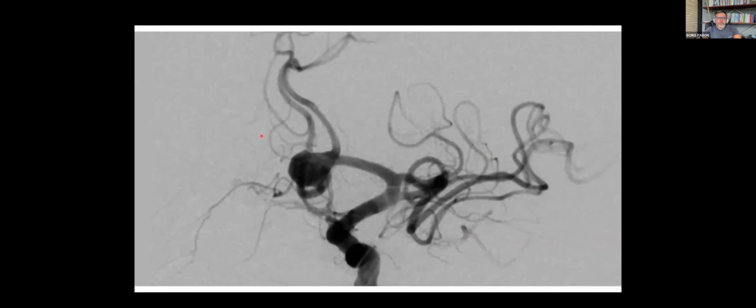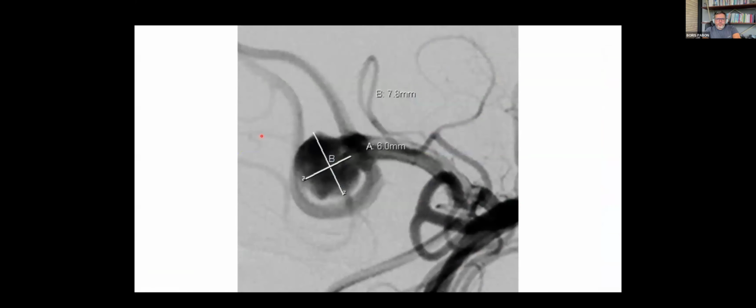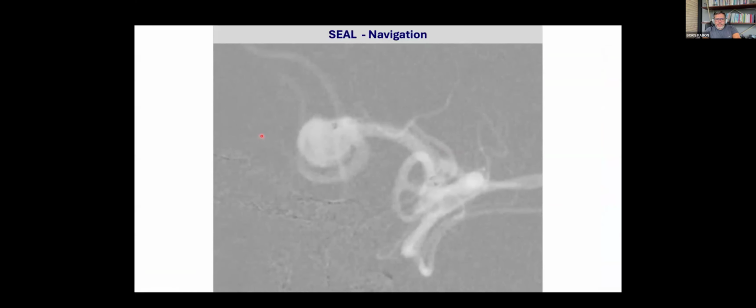This is an anterior communicating artery aneurysm, filling through the left side. Here is the size of the aneurysm. Here during the device sizing, you may see the navigability of the device. How does the device look on the fluoroscopy? Good visibility.